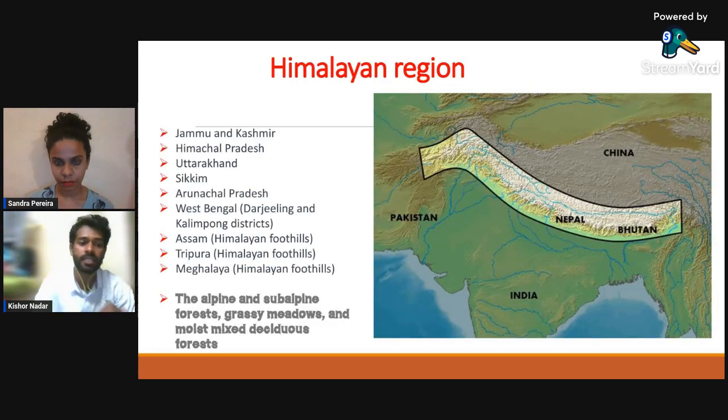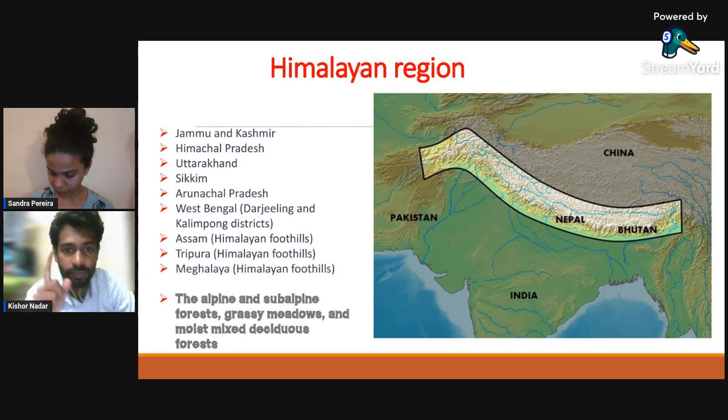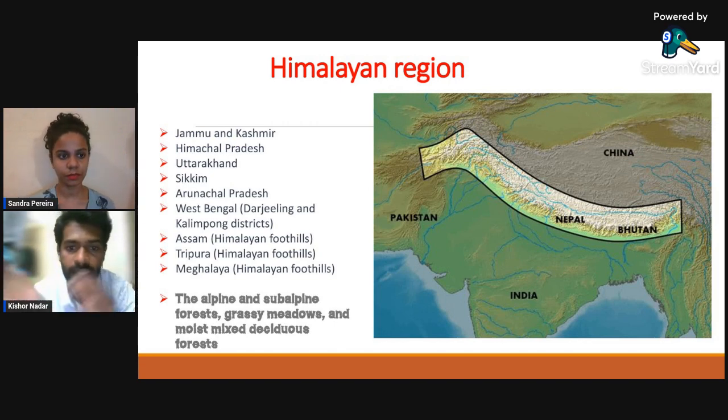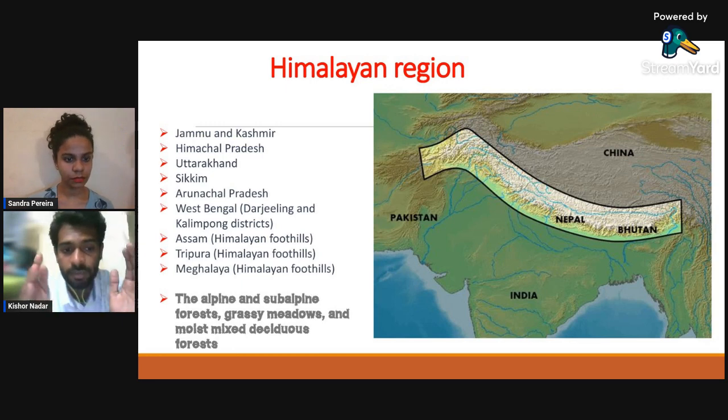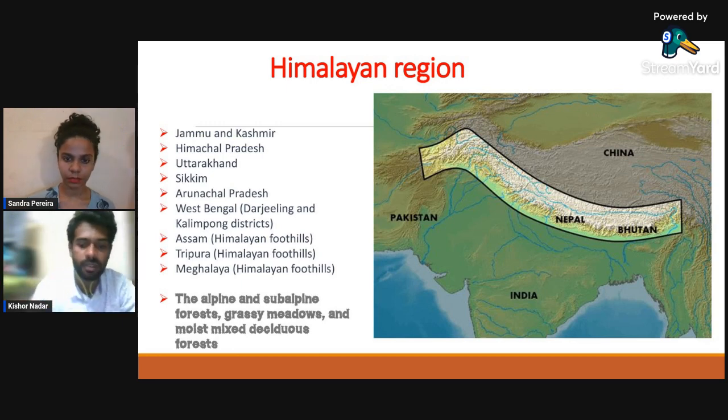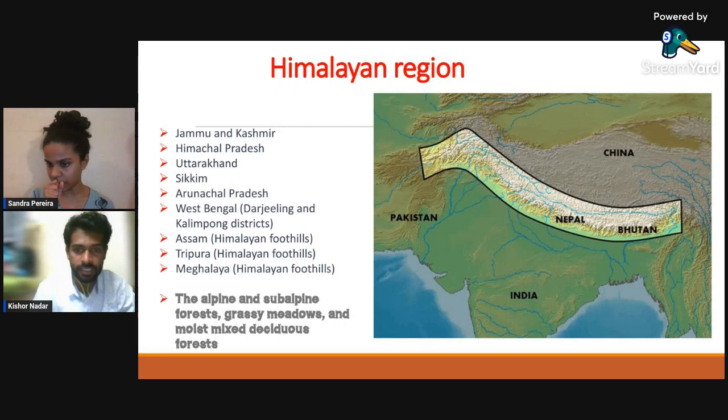Coming to the Himalayan region, it stretches from the western to the eastern part, from Jammu and Kashmir to Assam in the east. It is a fully hilly region, and it has the western Himalayas, central Himalayas, and then the northeastern Himalayas. It has alpine scrubby forest, mixed deciduous and subalpine forest, and also grassy meadows. The vegetation changes from east to west.